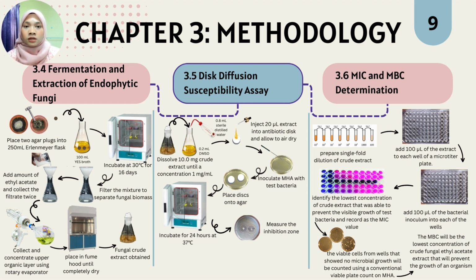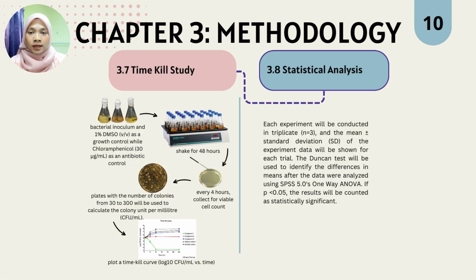Next, MIC and MBC determination. The minimum inhibitory concentration of the fungal crude extract will be determined by broth microdilution assay using 96 wells. The fungal extract will be prepared by serial dilution. 100 microliters of extract and 100 microliters of test bacteria will be added into each well. After 24 hours of incubation, the lowest concentration of crude extract that was able to prevent the visible growth of test bacteria will be recorded as the MIC value. The minimum bactericidal concentration of the fungal crude extract will be determined based on the MIC value. After 24 hours, the viable cells from wells that show no microbial growth will be counted using conventional viable plate count on MHA. The MBC will be the lowest concentration of the crude fungal extract that will prevent the growth of the organism.